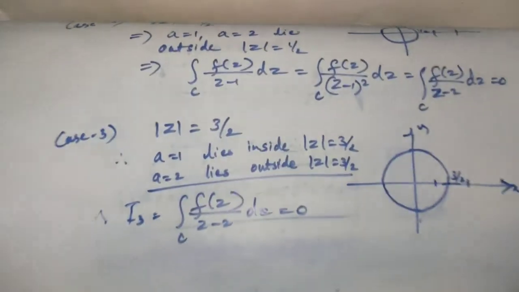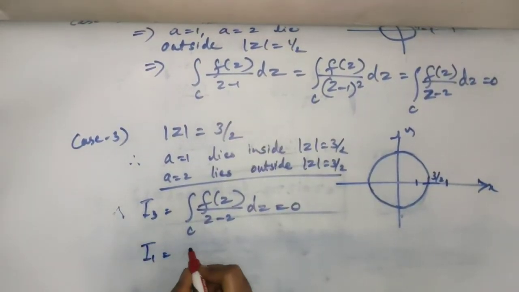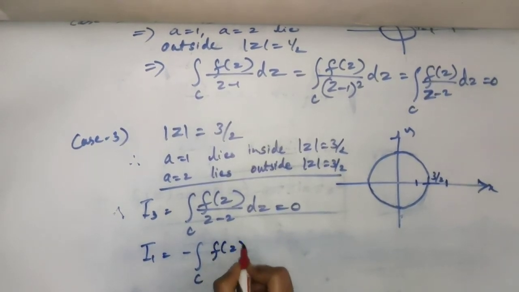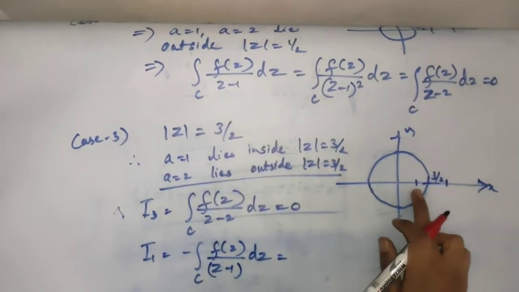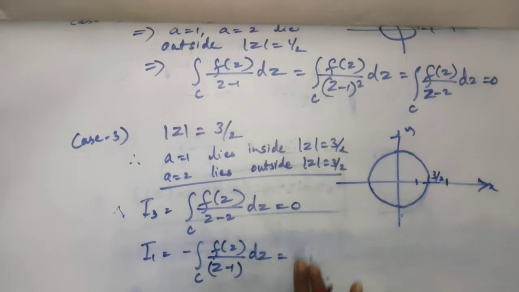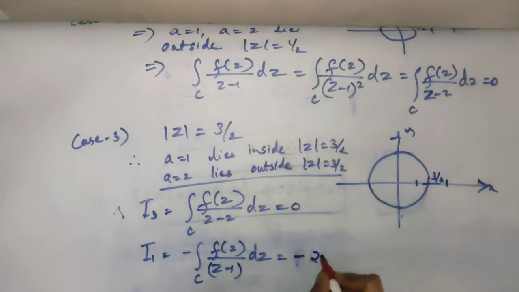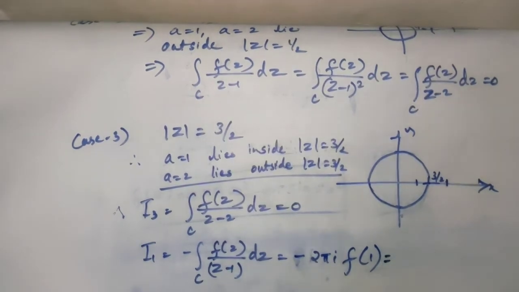Okay, now similarly let us work for I1. I1 is minus the integral of f of z divided by z minus 1 over the curve C dz. As per Cauchy's integral formula, since z is equal to 1 lies inside the circle, there is a minus sign, please don't forget that, minus 2 pi i, according to the formula, into f of 1.